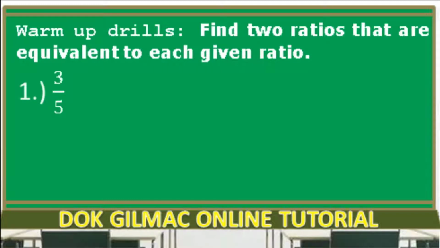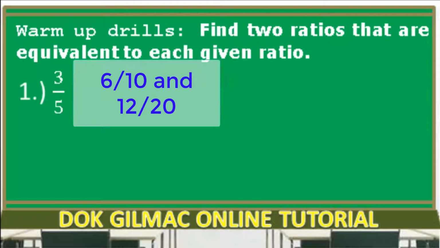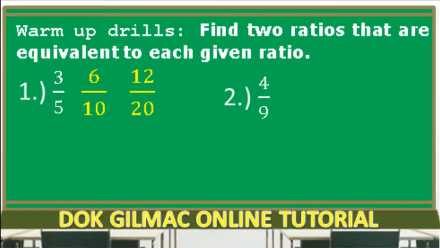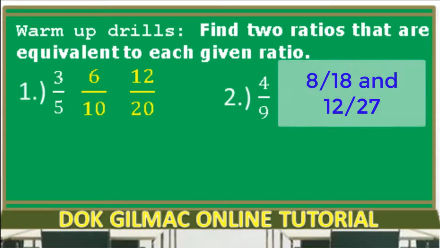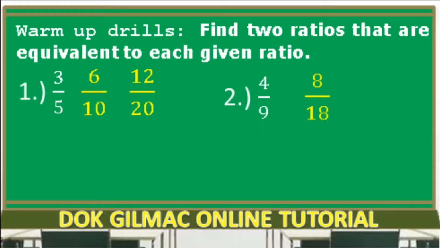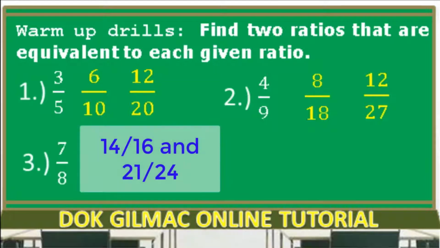Consider number 1, 3/5. Possible answers are 6/10 and 12/20. Consider number 2, 4/9. Possible answers are 8/18 and 12/27.